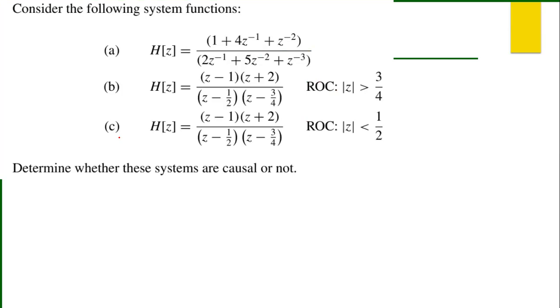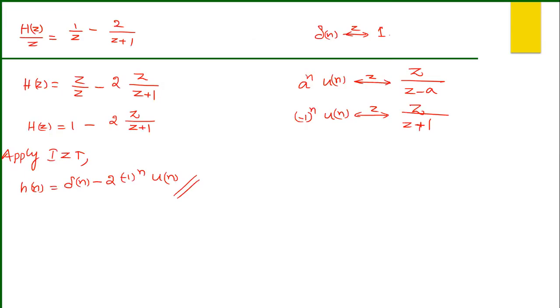It is very simple. First thing, you write whatever the given expression is in terms of z square or something; instead of z inverse, you need to write z. The z term should be there: z power 1, z power 2, z power 3, something like that. It is not like inverse. Now, first I will tell the conditions for stability and causality.